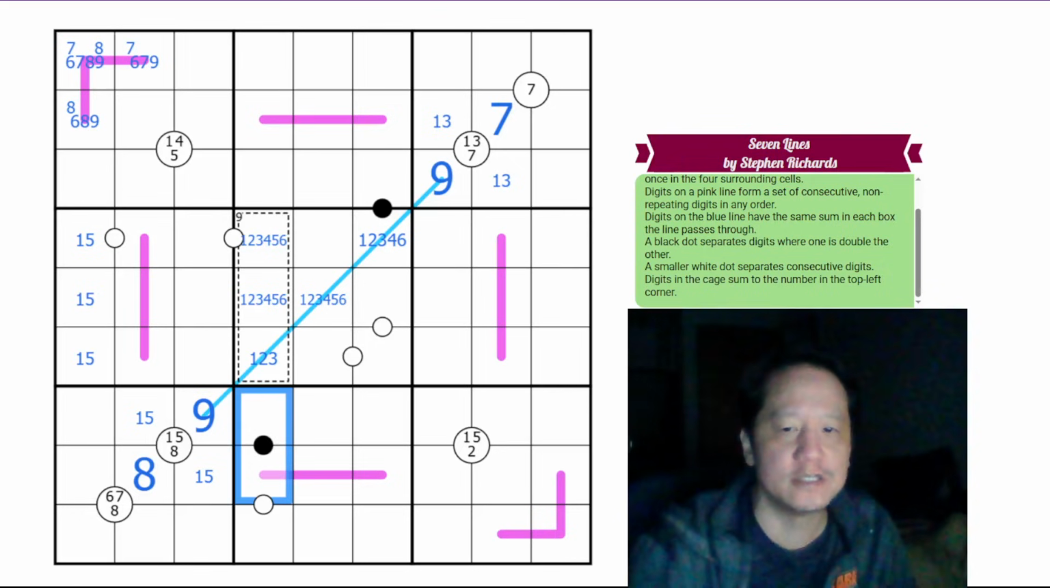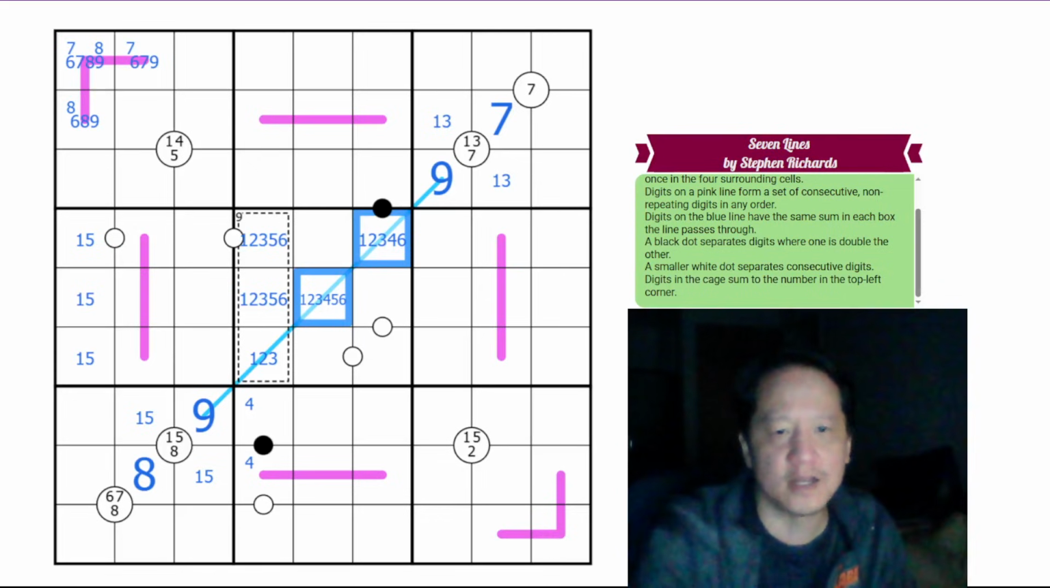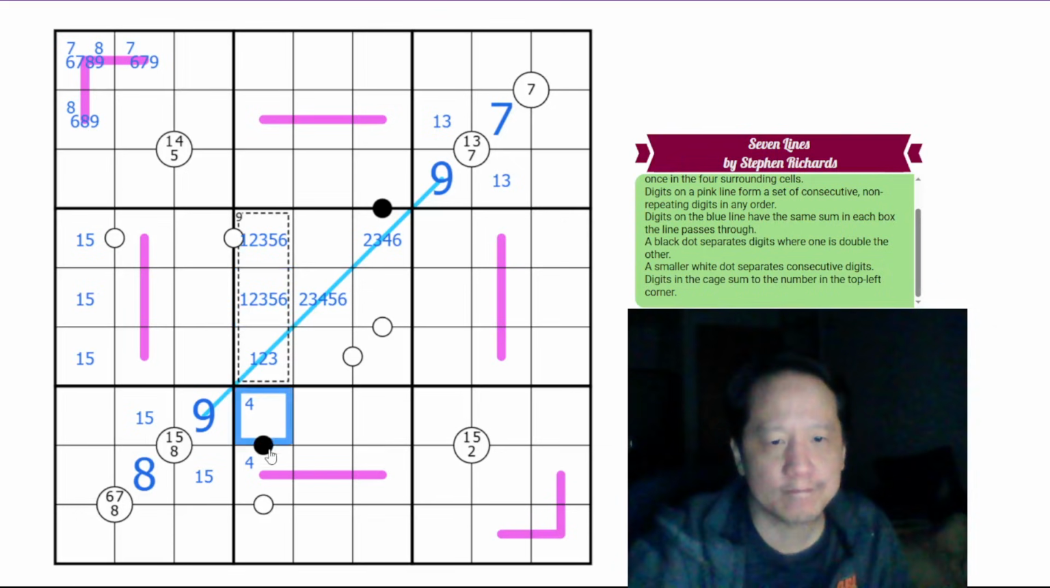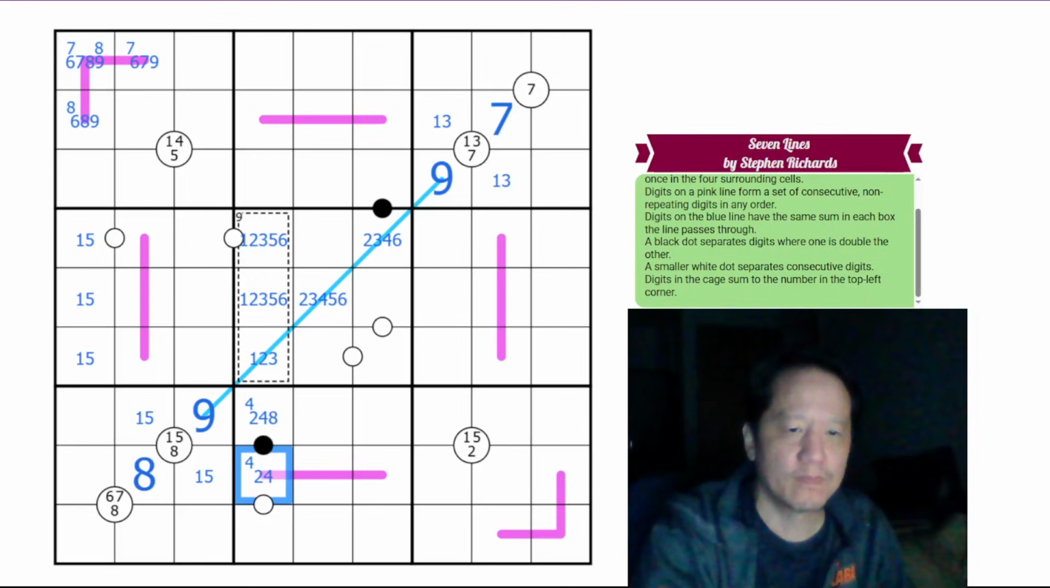Therefore, it's guaranteed to have a 4, which means this cannot be 4. So this has to be either 1, 2, 6 or 1, 3, 5, which means there's a guaranteed 1 here. So this cannot have 1 in the rest of the box. So this must be 4 with 2 or 8. This can't be 8 because of 8 in the row.